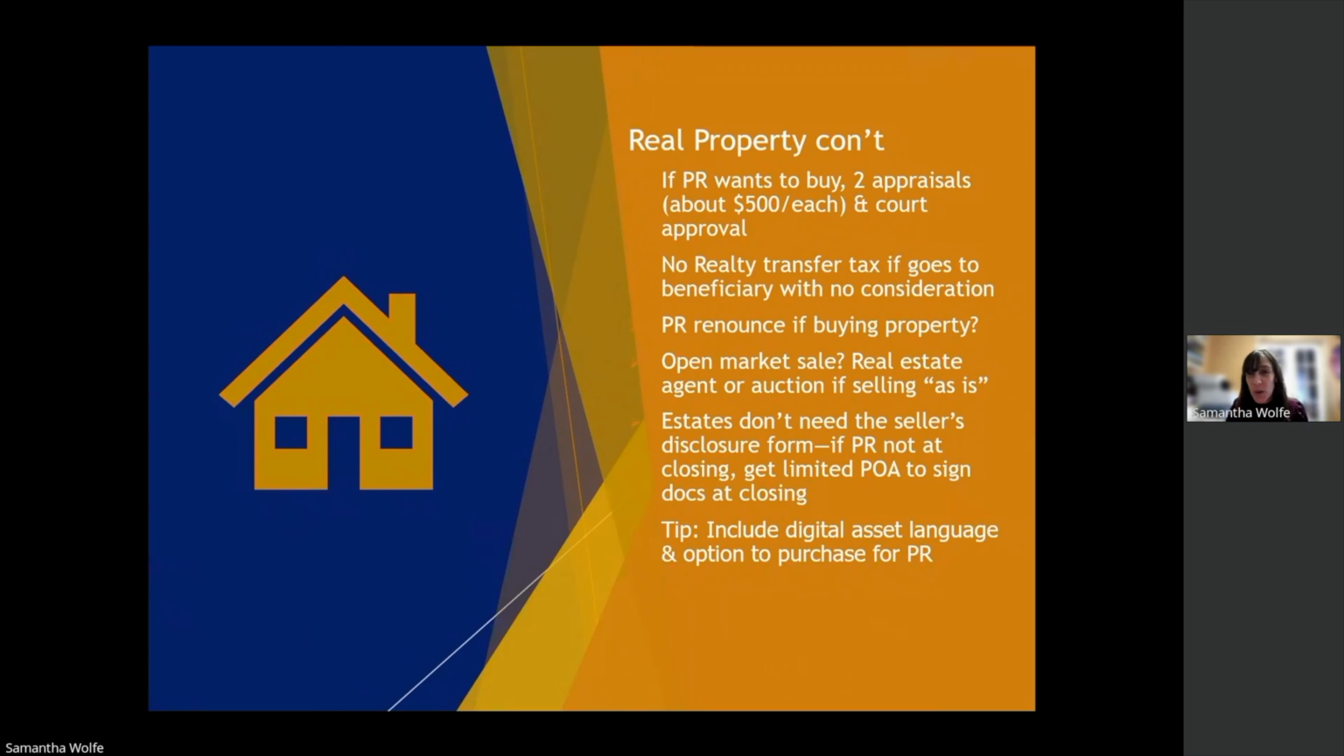If the personal representative, the executor, wants to buy the property, then we might need to include that language in the will as an option to purchase, because otherwise they have to get court approval, they have to get appraisals. So it just makes it so much easier if we know the executor is going to want to purchase the property to go ahead and put that provision in the will so we don't have to go through all of that.